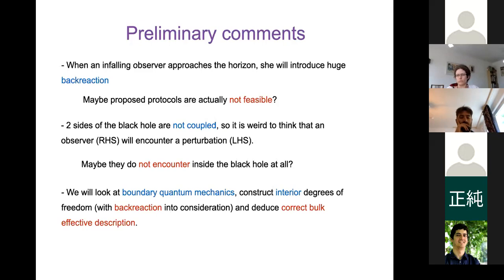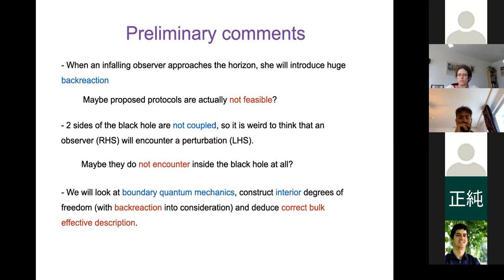But in order to argue these two points, my strategy will be the following. I will first look at boundary quantum mechanics carefully and then construct what the interior degrees of freedom are, with back reaction taken into consideration. And then by using this information, I will deduce correct bulk effective descriptions. That will be my strategy.